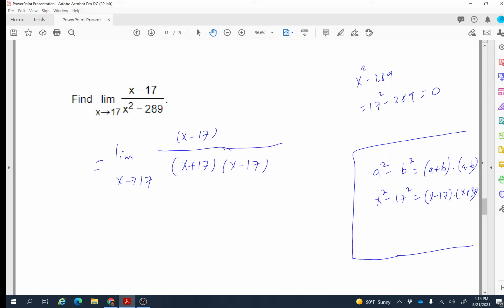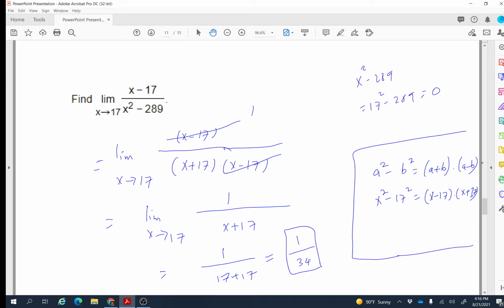Before plugging in the limit, we can cancel out the common factors. So now we can apply that quotient rule. Now we can replace x by 17 because that's not going to give us 0 on the denominator. So that will be 1 over 34, since 17 plus 17 is 34.